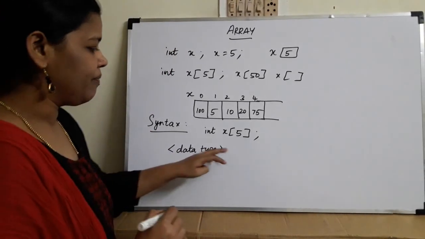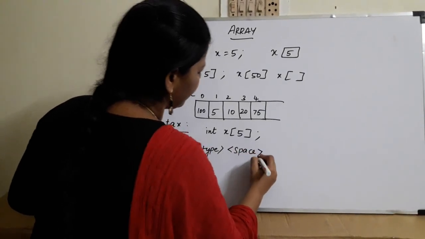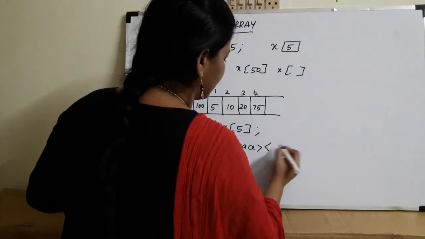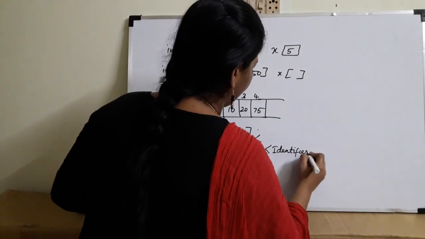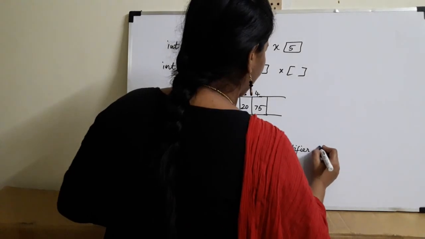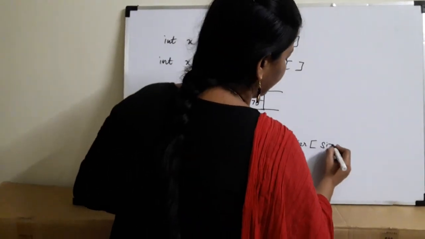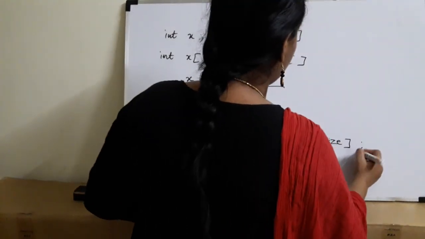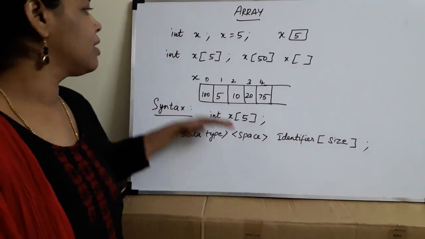So data type, then leave space here, or you can write it as space also. Then what is this x? X is a variable. Another name for this is identifier, or you can write it as a variable. Identifier name or anything. Then you have to put a square bracket, followed by that a number, that is the size. Size has to be mentioned, then put the closing bracket, and then you have to put a semicolon. So this is the syntax for representing an array.